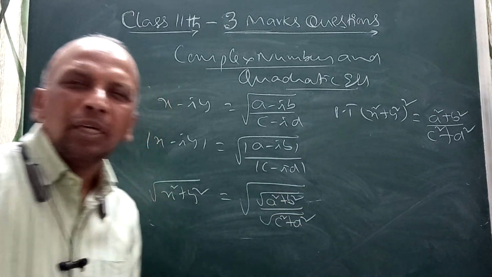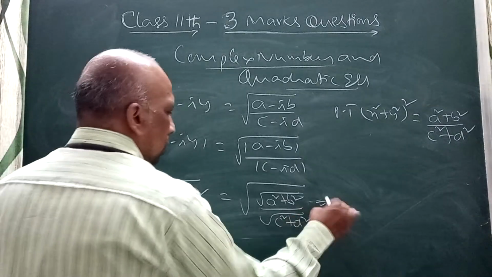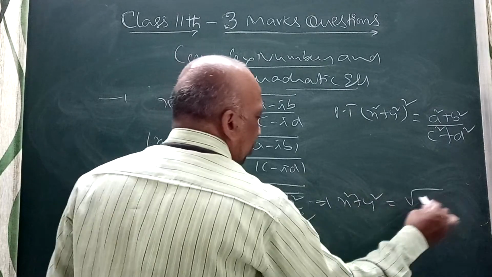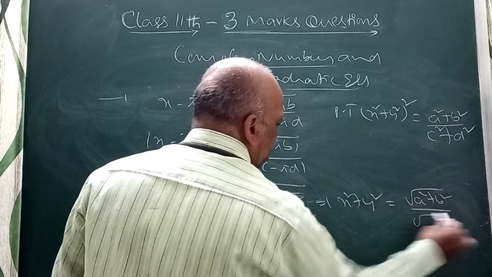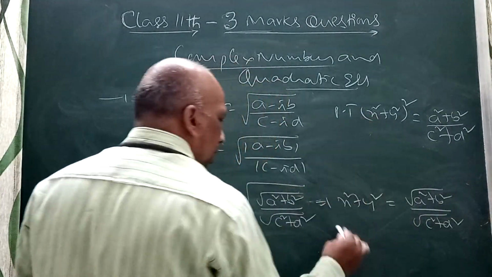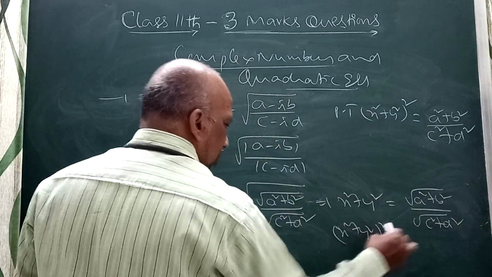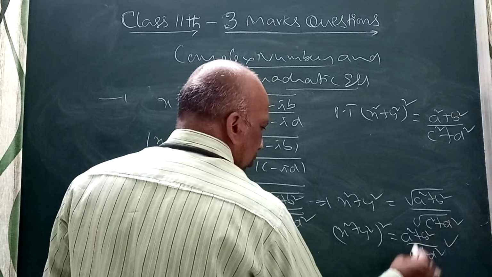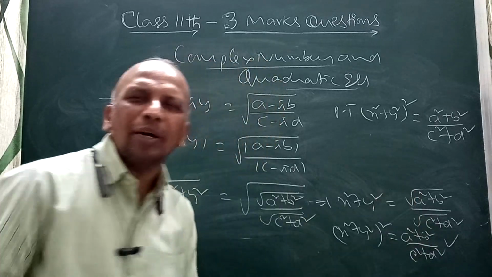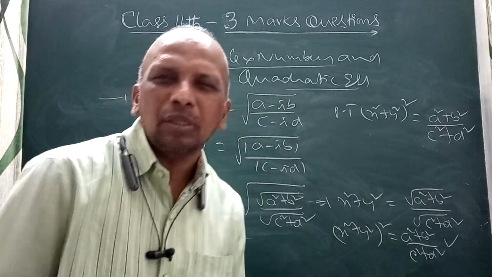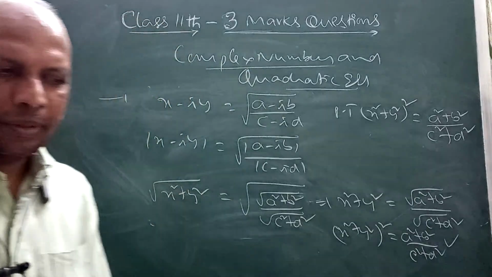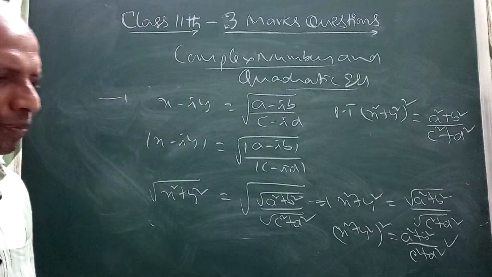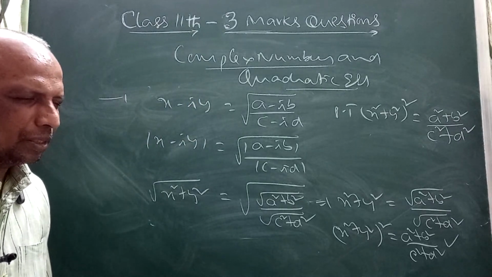Squaring on both sides, x square plus y square is equal to root of a square plus b square by root of c square plus d square. Again squaring on both sides, x square plus y square whole square equal to a square plus b square by c square plus d square, right? That is the required answer. Use mod always. It is easy to solve the problems. Most of the questions you can solve like this. Easily I can solve this problem, right?